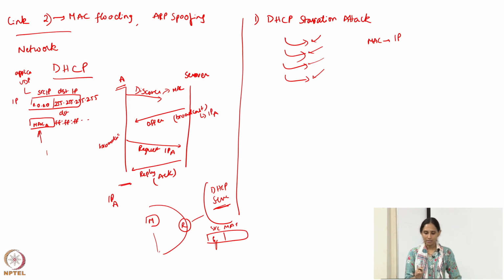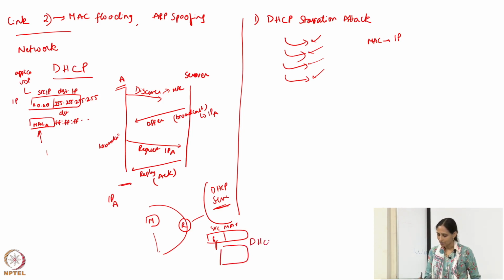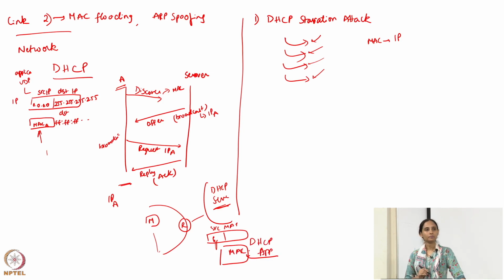Because of this, inside the payload, the DHCP packet, which is the application level payload, you have to specify what the MAC address is. Because in this situation, the DHCP server needs to maintain such a mapping.